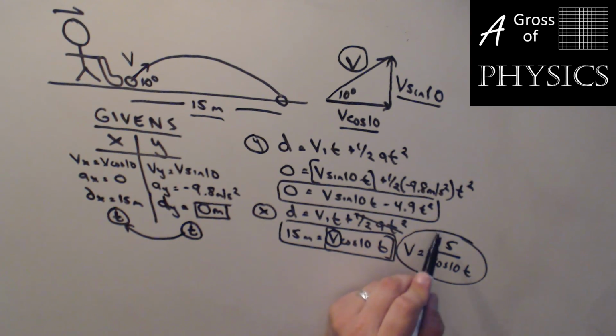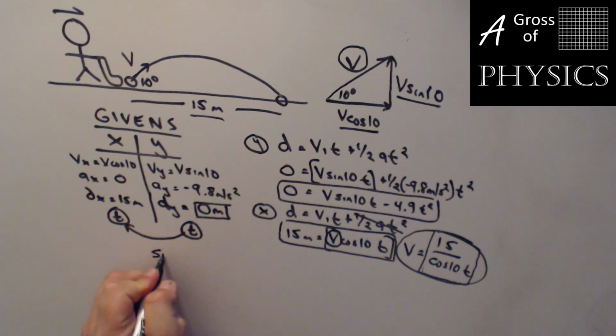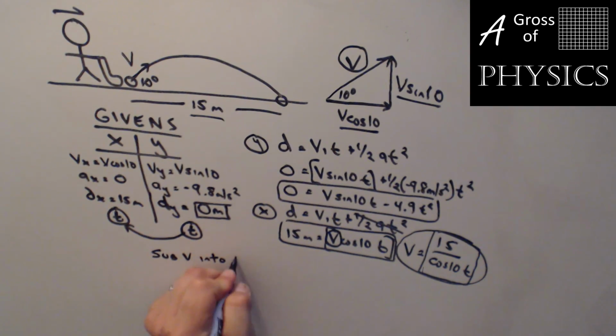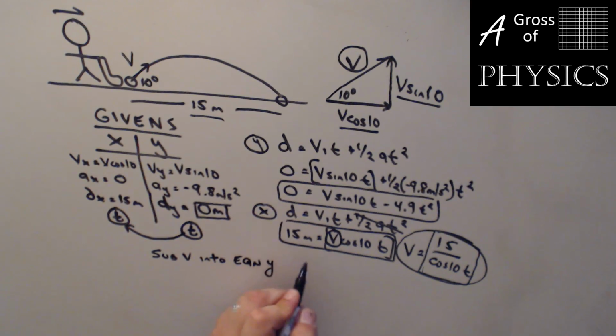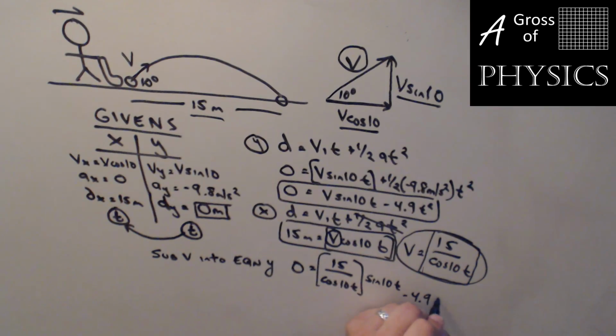Now I'm going to take this term, what v stands for, and I'm going to plug it in now to equation y. So substitute v into equation y. And let's see what we get. 0 equals, all right, here's our substitution, 15 over cosine 10 t. So this whole term is then multiplied by sine 10 t and minus 4.9 t squared. Well, if we look at this, 0 equals 15 sine 10 t over cosine 10 t.